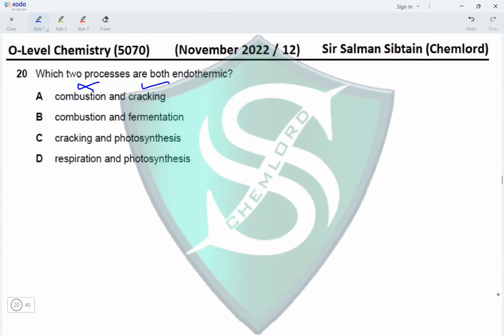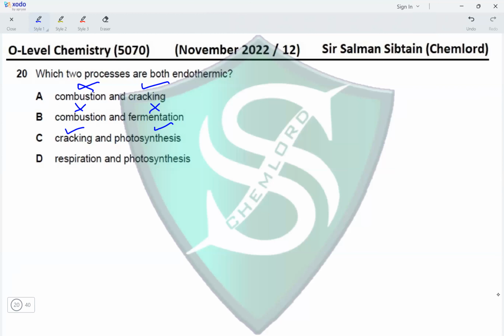In the next one, again they have used combustion. Combustion is wrong. Fermentation is also an exothermic process. So fermentation is also wrong. Cracking, as discussed before, is endothermic because cracking requires a high input of energy. We need temperatures of nearing 600 degrees Celsius. And photosynthesis. Photosynthesis also needs energy in order for the process to occur. So both are correct here. Option C is the correct option.